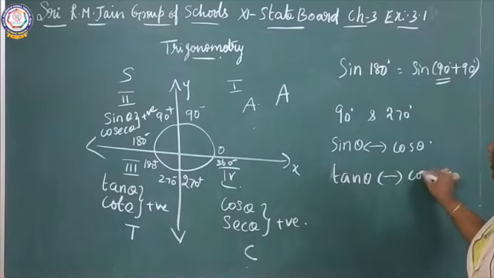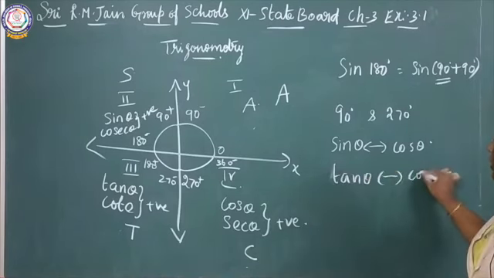I told you 180 and 360, there is no change. There is no change in the value. So as it is, you will write what? Cos theta. Is it clear for you? I will give one more example.